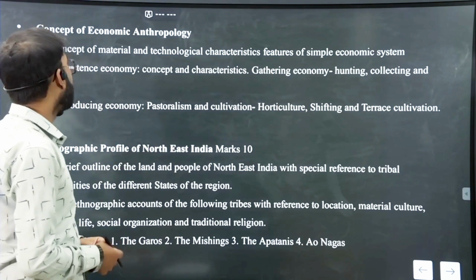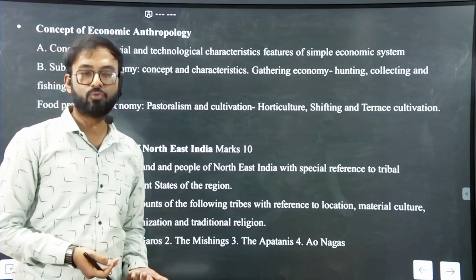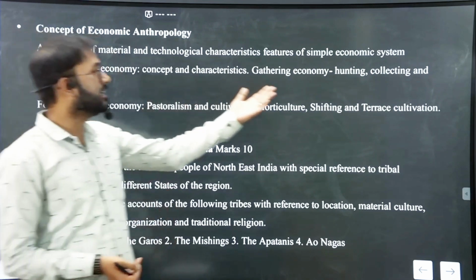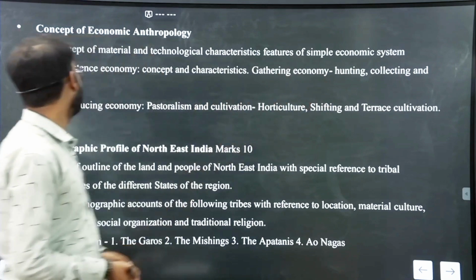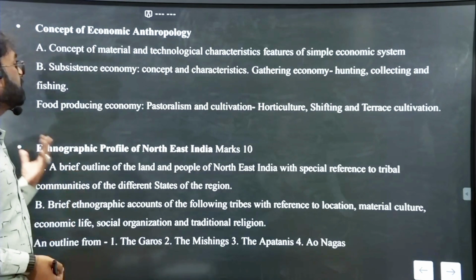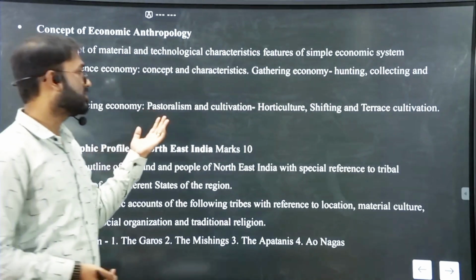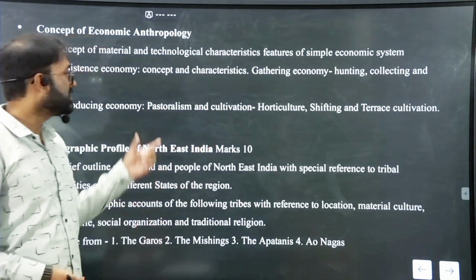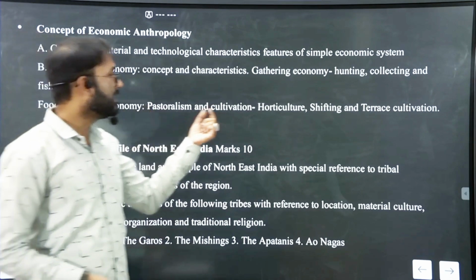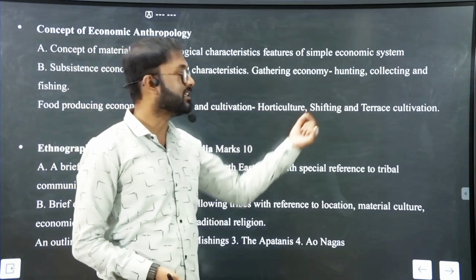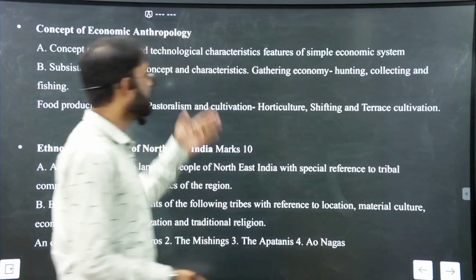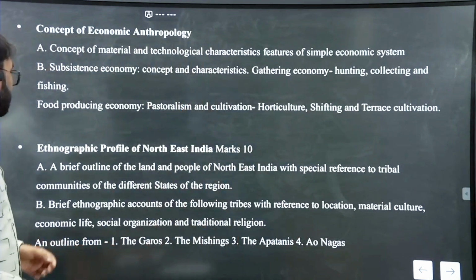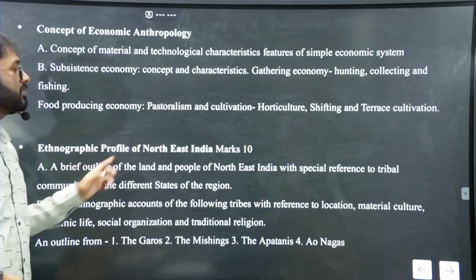That means how they produce and gather their food in terms of gathering economy: hunting, collecting and fishing. And then how they produce their food with the help of pastoralism and cultivation. Pastoralism means domestication of animals, and cultivation means horticulture, shifting cultivation and terrace cultivation. So we have to study all in detail. Now come to the point, ethnographic profile of Northeast India.